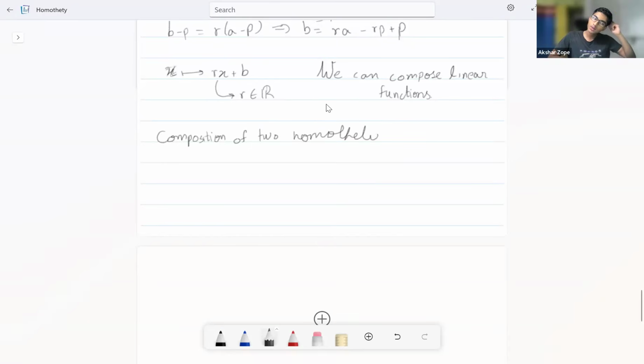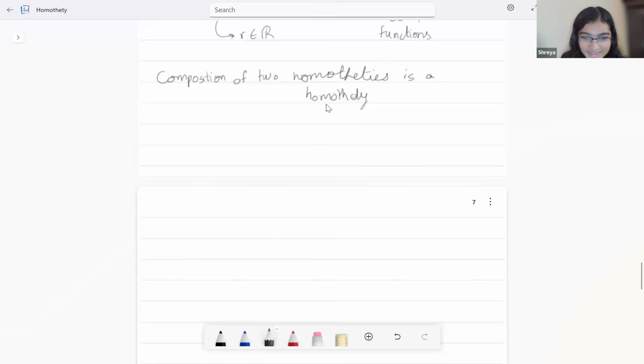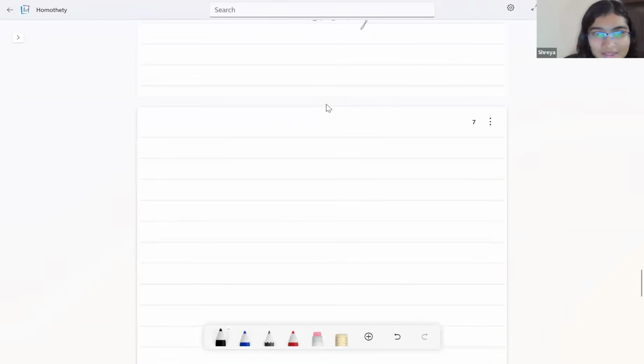Like the three centers will also be collinear, right? I believe yes, it will be. How do you prove that? I mean, you can use Menelaus, I think. It should be true by symmetry, like everything is symmetric about that. But we can also just prove it with homothety stuff.